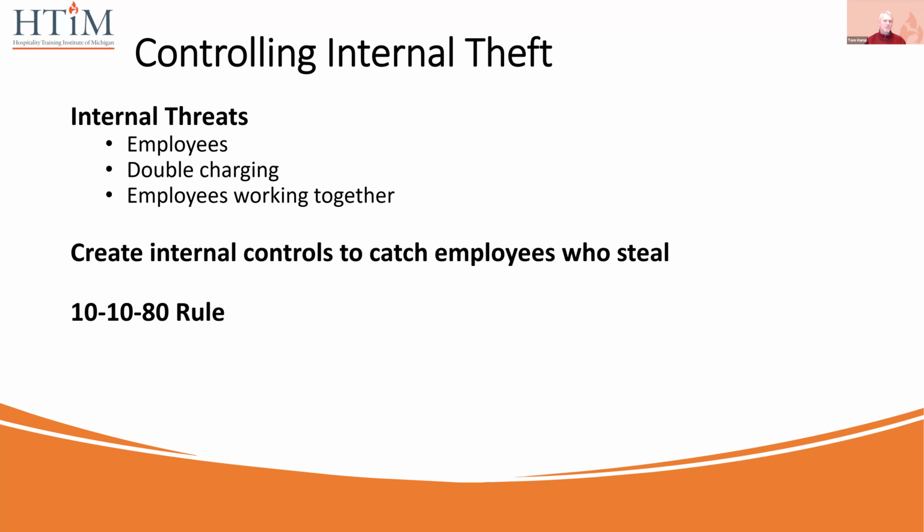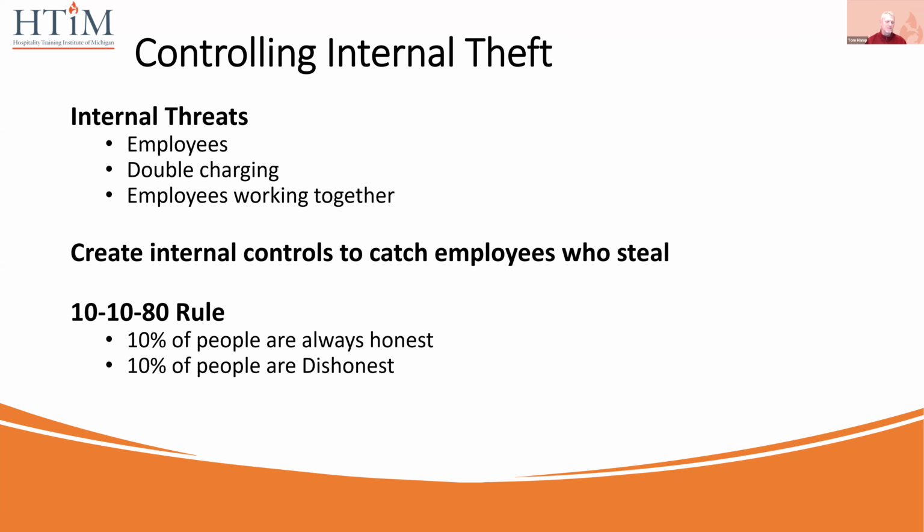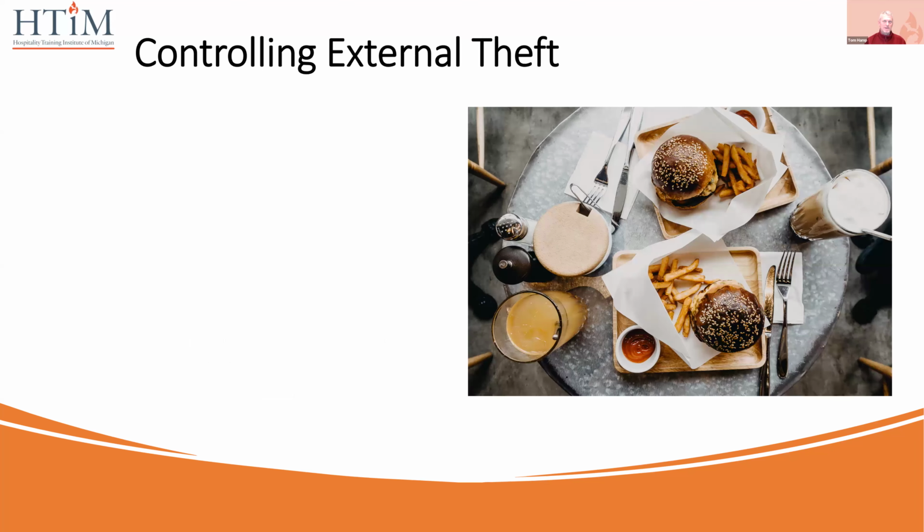So internal controls, they say that 10% of people are always honest, 10% of people are dishonest, and 80% are less likely to steal if they will be caught. I have a higher expectation of the human spirit than that. I would like to say that that 80% is a lot lower, that people are more honest, but it's all about controlling the opportunity for people to be dishonest. So if we can get a good handle on that, I think that's probably the best way to do that.